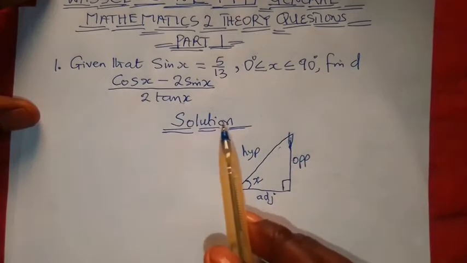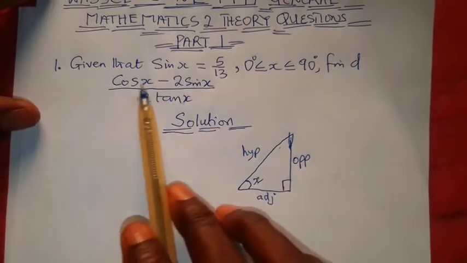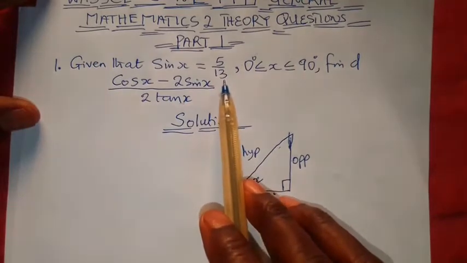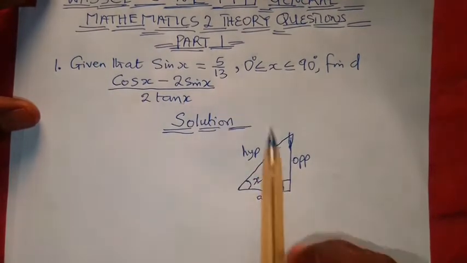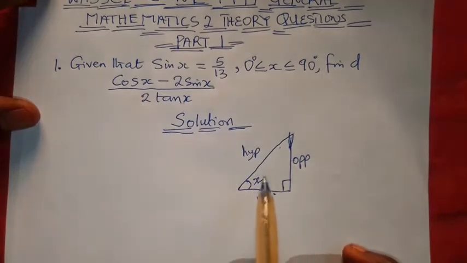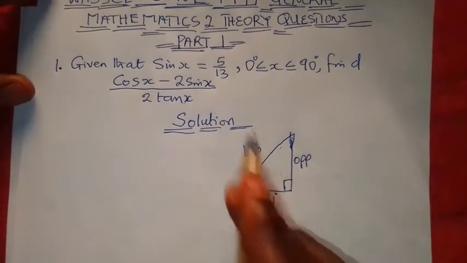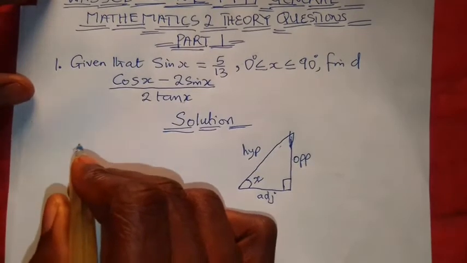The next thing is to come back to the question. It says, given that sine x equals 5 upon 13. One of the methods we can use in solving a right triangle is Pythagoras theorem, and the second method is SOHCAHTOA. So here we are going to start out with SOHCAHTOA.